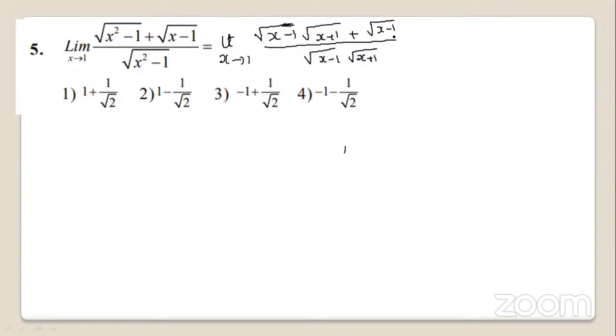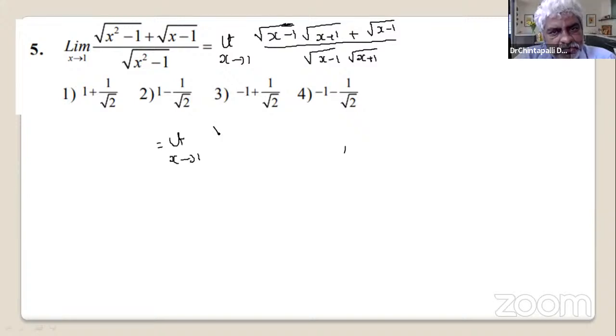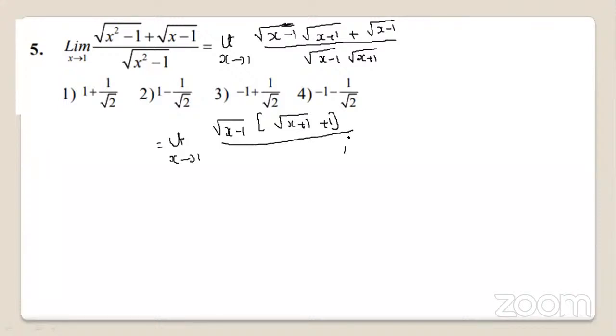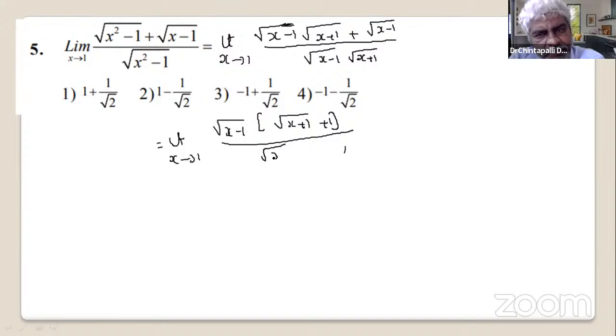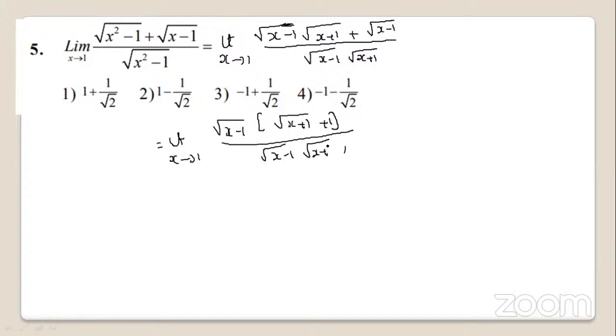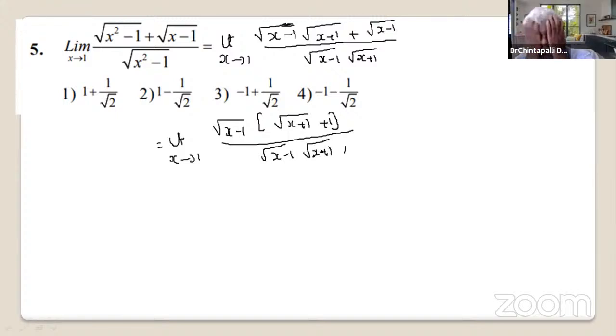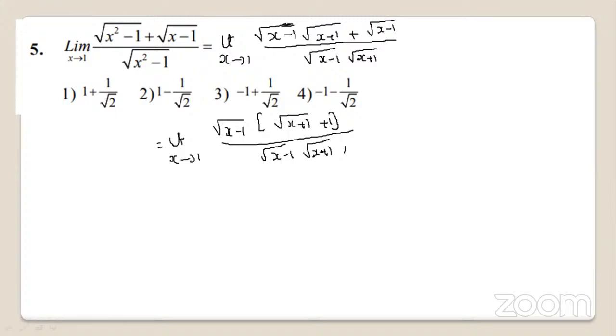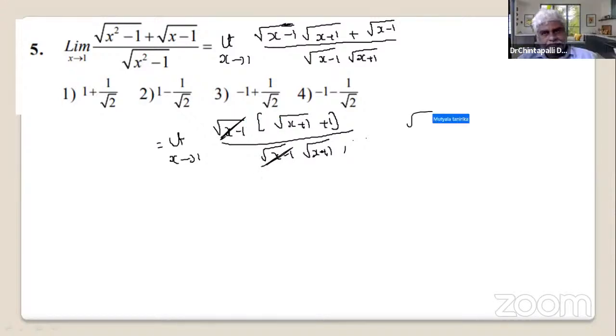Got it? Yes, sir. What is the common factor in the numerator? Root of x minus 1 is the common factor. That is root of x plus 1 plus 1, right? Whole by denominator, which is the same, root x minus 1, root x plus 1. What should be done? Continue this sum. Root x plus 1. Now plug in 1.